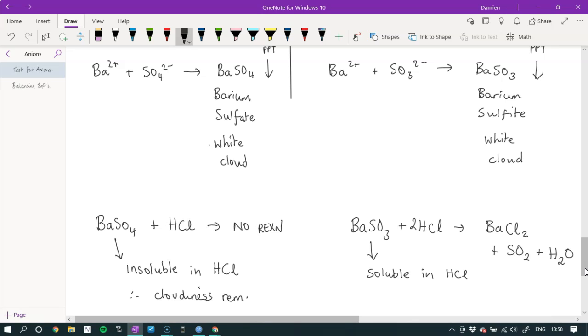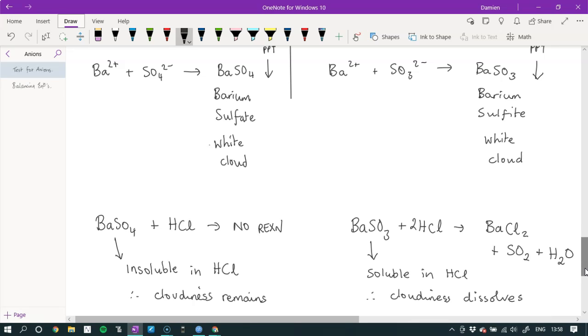And you will need all these details for your exam. You'll need the reactions, you'll need whether it's soluble, and the final conclusion about the cloudiness. Here, the cloudiness dissolves or disappears.